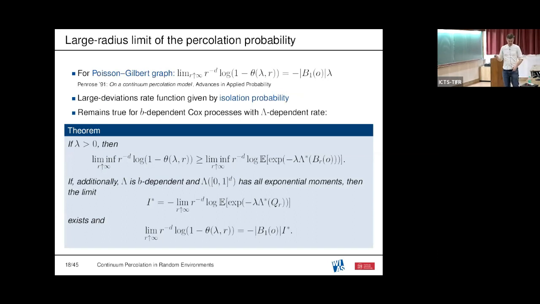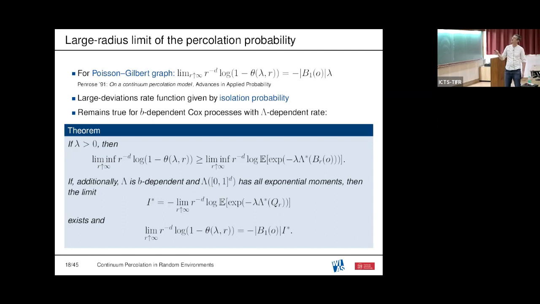So we want to understand the asymptotic behavior of the percolation probability when, let's say, we take the radius to infinity. This is the probability of the event that the origin is not connected to infinity, and it actually satisfies some large deviation behavior, which goes like this.